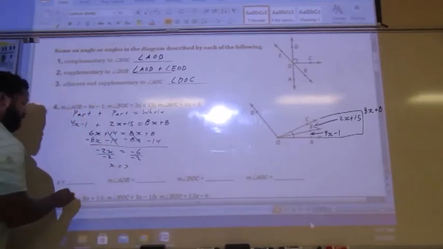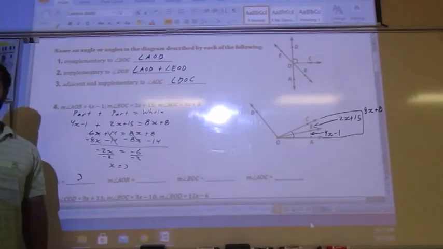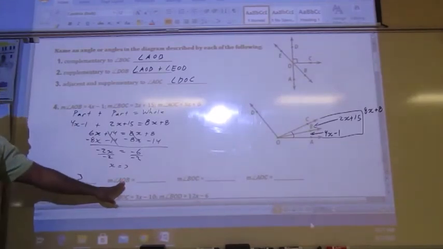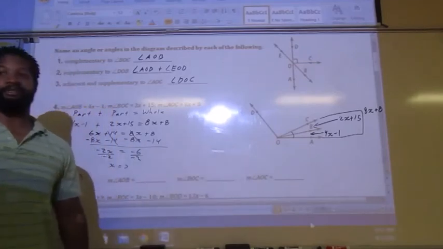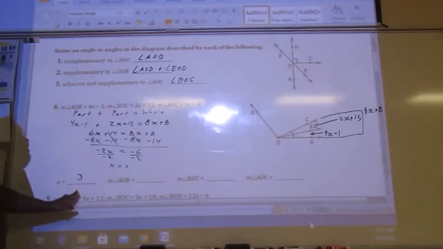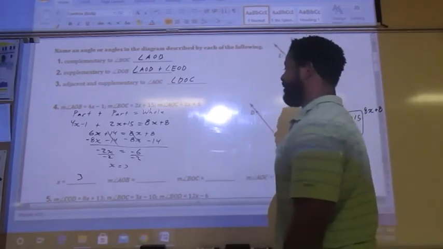Okay? So x is equal to 3, right? But do we stop right there? No, we don't. Look what it's asking. What is the measure of angle AOB, BOC, and AOC? Okay? So once we find our x, we plug it in.